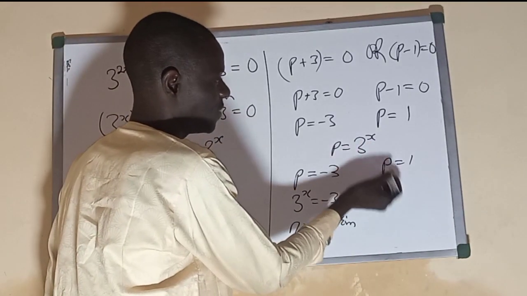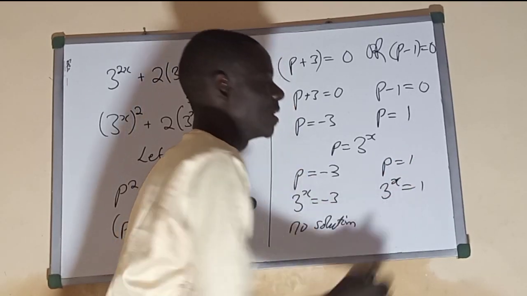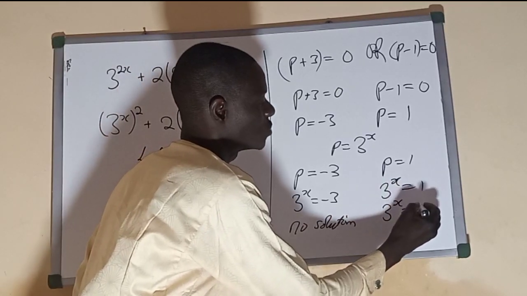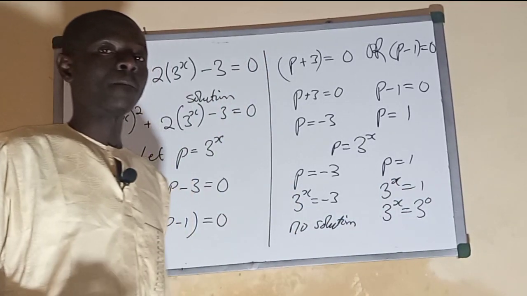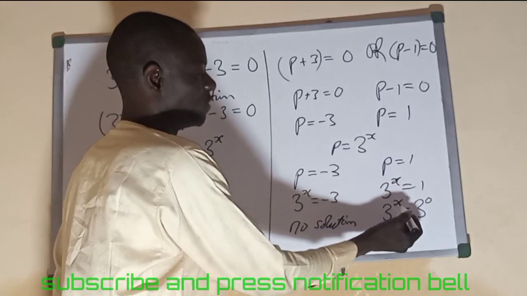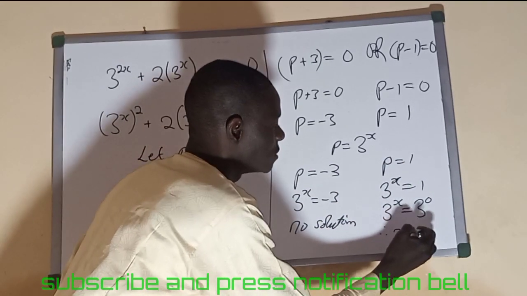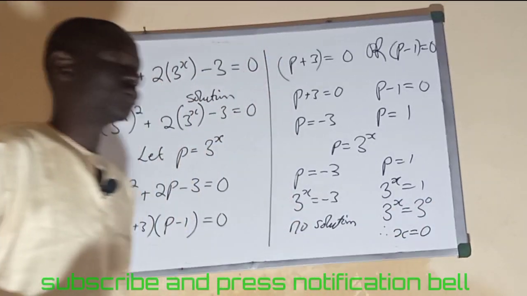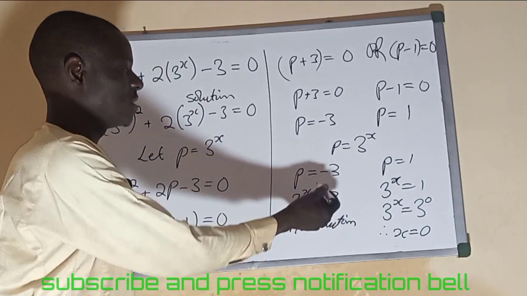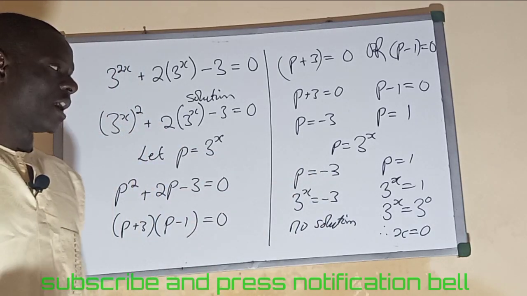But for this one, we have phi equals 1. Therefore, where we have phi, we change it with 3^x. So we have 3^x equals 1. I hope we are following. Therefore, 3^x equals 3^0. From here, we drop the base, and you have x on one side and 0 on the other. Therefore, x equals 0. So the only solution we have is x equals 0, because we cannot find a solution when 3^x equals minus 3.